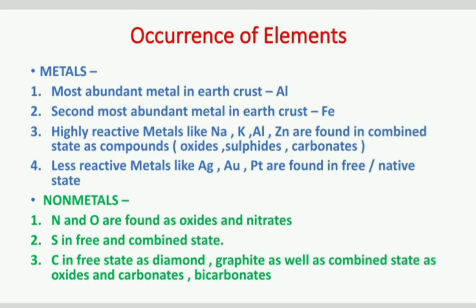Then the non-metals can be found in the atmosphere as well as in the earth's crust. Nitrogen and oxygen gas are found in the atmosphere, and they can also be found in the earth's crust in the form of oxides and nitrates. Sulfur can be found in the free state as well as in the combined state in the earth's crust, like sulfides and sulfates. Carbon also occurs in the free state, like diamond, graphite and fullerene, which are forms of carbon only, and carbon can also be found in compounds like carbon dioxide and carbon monoxide in the atmosphere, and carbonates and bicarbonates in the earth.